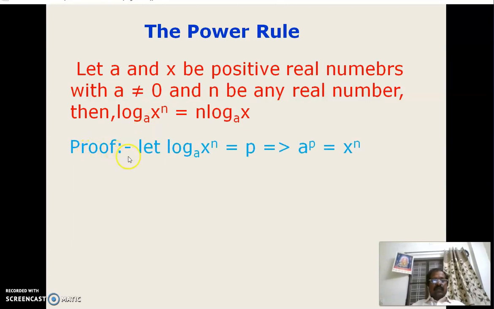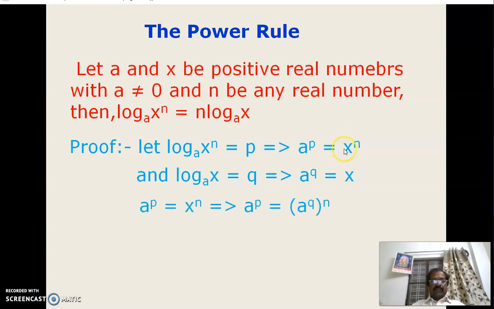We can prove it. Let log x to the power of n to the base a is equal to p. Logarithmic form, convert into exponential: a to the power of p is equal to x to the power of n. And log x to the base a is equal to q. Again convert into exponential form: a to the power of q is equal to x.